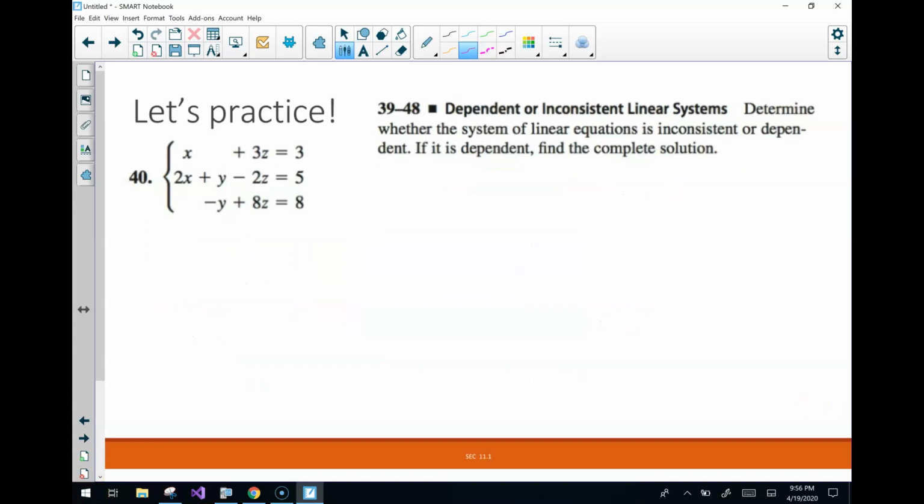Determine whether the system of linear equations is inconsistent. Inconsistent means that it has no solution.